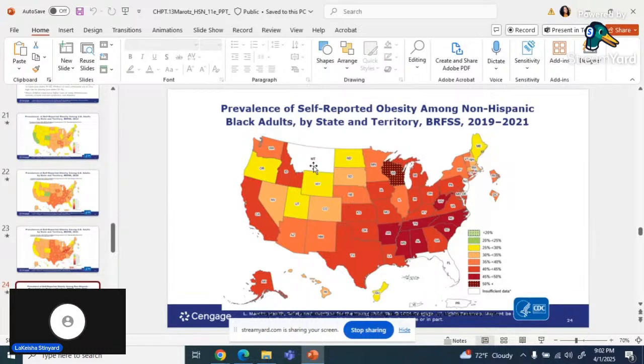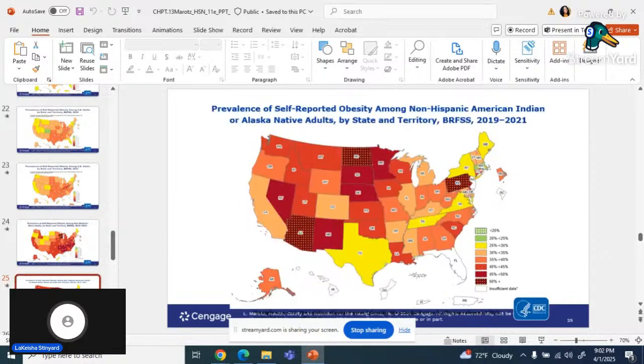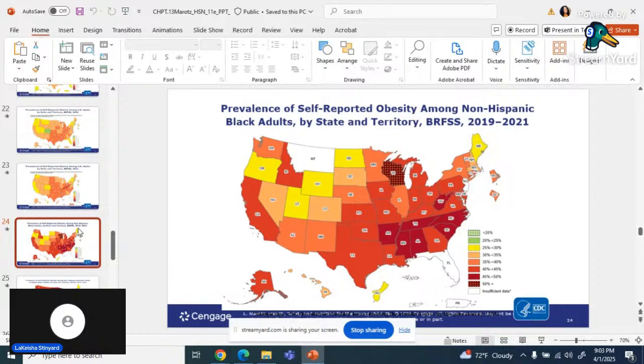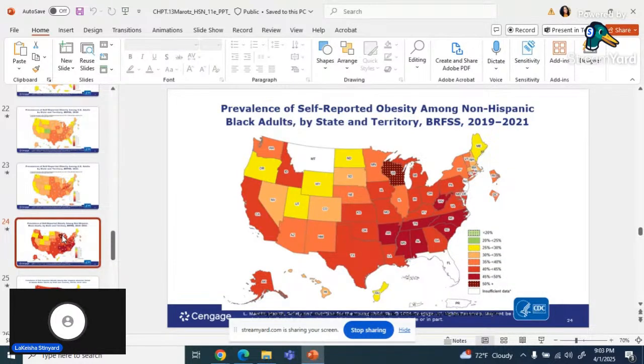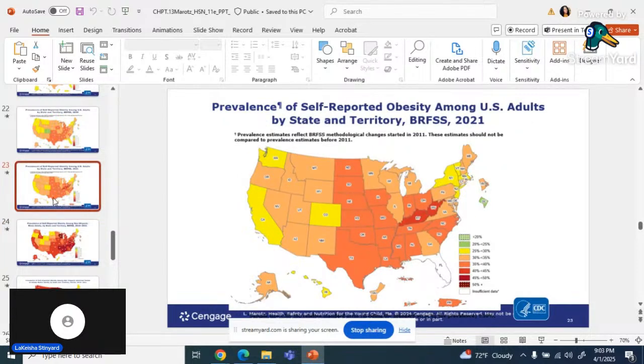Wyoming, Utah, Oregon, Maine. Wonder why they're still in the 25 to 30%. That would be a good something for research. But look, we went here 2019 and 21, and then 2019, 21 again, because this is the non-Hispanic American Indian, and this is non-Hispanic Black adults. See the difference with our ethnicity? Yes. And this is just United States, period, by adults, by state and territory.